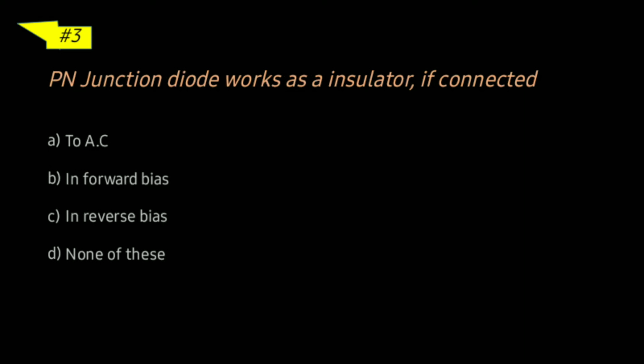And next question, a PN junction diode works as an insulator if connected to AC, or in the forward bias, or in the reverse biased, or none of these above. So the answer is in the reverse biased, because in the reverse biased condition there is no flow of current.